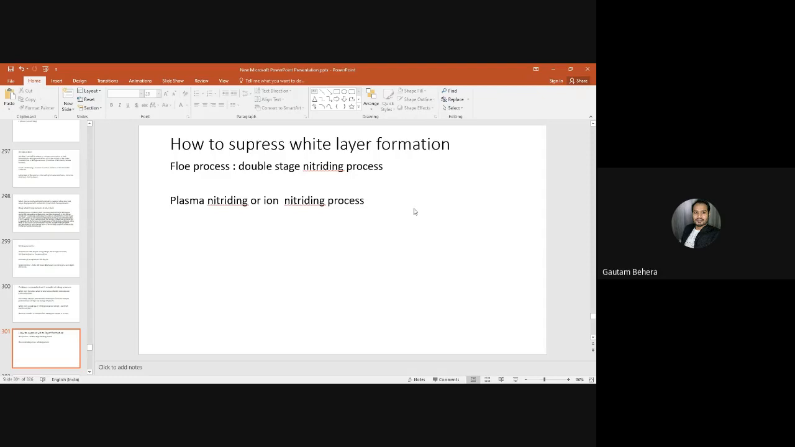Anyway, we will discuss the Floy process, which is a double stage nitriding process. Since this is a double stage nitriding process, you should keep in mind that the parameters in the first stage and second stage will be different. Parameters means in terms of nitrogen potential, and in terms of temperature also.